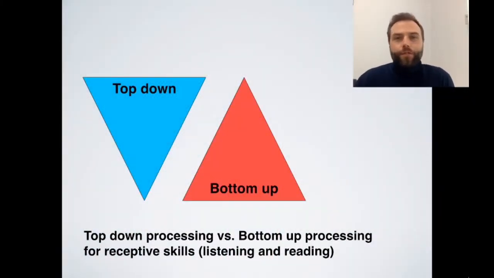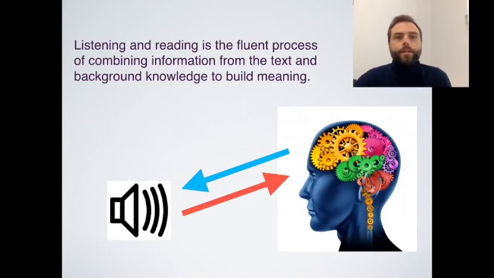So, in this video, I'm going to talk about top-down processing versus bottom-up processing for receptive skills. That means listening and reading. So when we're listening and reading, there are two ways that we process the information that's coming in, and this video is all about that. Right, so let's get started.